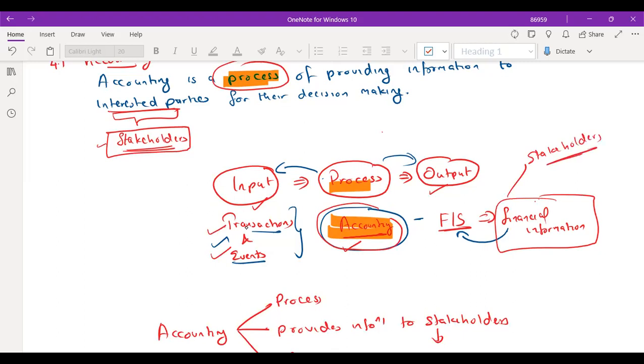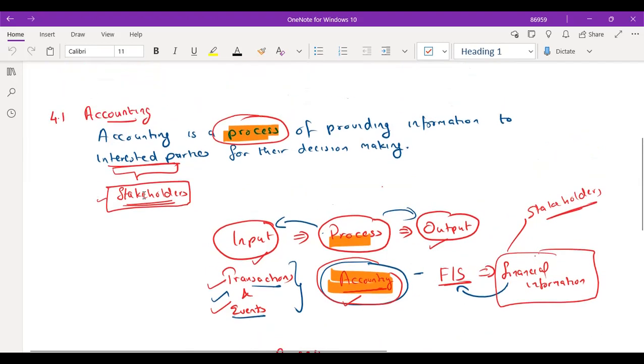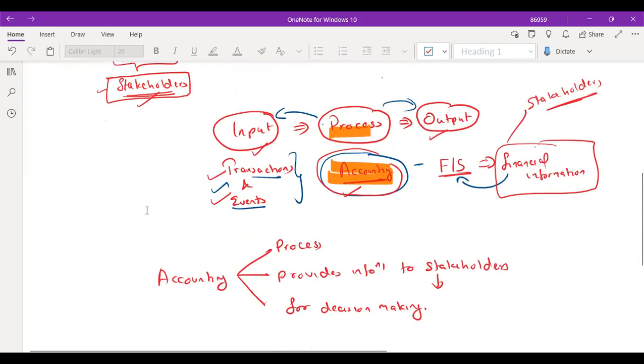For example, an owner of a business may be interested in financial information of profit or loss, how much the business has earned as profit during the year. That will help him to understand how much return the business has provided for the capital he has invested. So that is why they have given you the definition as accounting is a process of providing information to whom? To the stakeholders for their decision-making purposes.